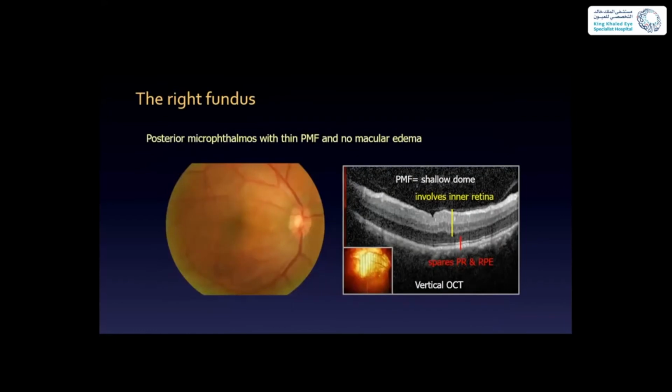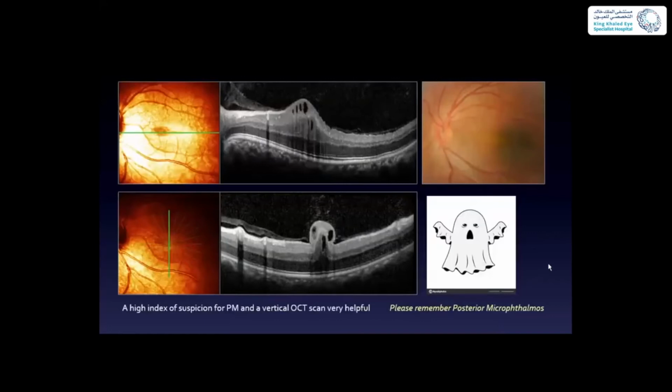Looking back again at the right eye, looking a little bit more carefully, we actually recognize that the patient did not have a normal OCT. He had a shallow dome-shaped, partial thickness fold that involved the inner retina but spared the RPE, and this was primarily seen on the vertical OCT. So a high index of suspicion is really needed for the diagnosis of posterior microphthalmos. They are among us. You will see these patients invariably. This is an autosomal recessive disease, and you will see more often than not people coming in with posterior microphthalmos that may not be recognized.